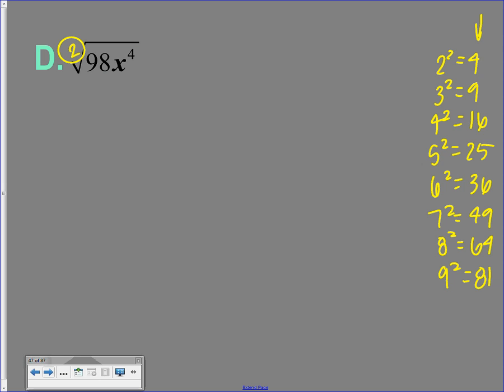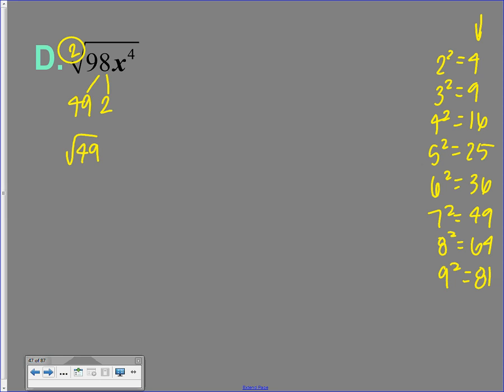So does 4 go into 98 evenly? No. Does 9? No. 16 does not. And what you should be doing on your calculator right now is 98 divided by 16 and see if that's a perfect answer. 98 divided by 25, 98 divided by 36. And it turns out that this breaks down to 49 times 2. As you get better at this and you do more of them, you'll start to see the breakdown a little faster. But for right now, you can just do trial and error, no big deal.